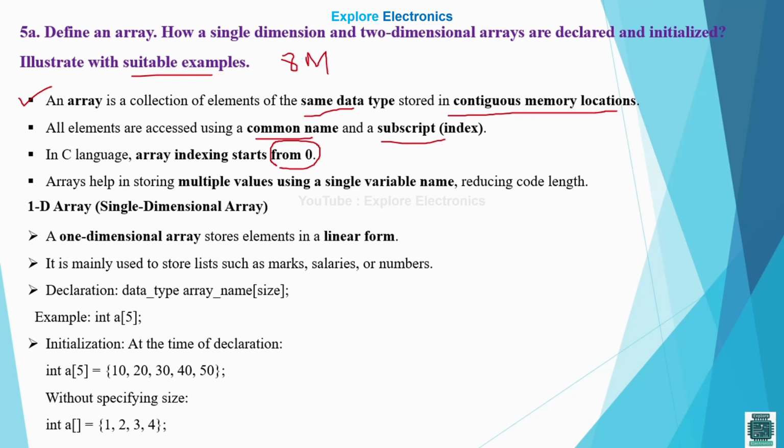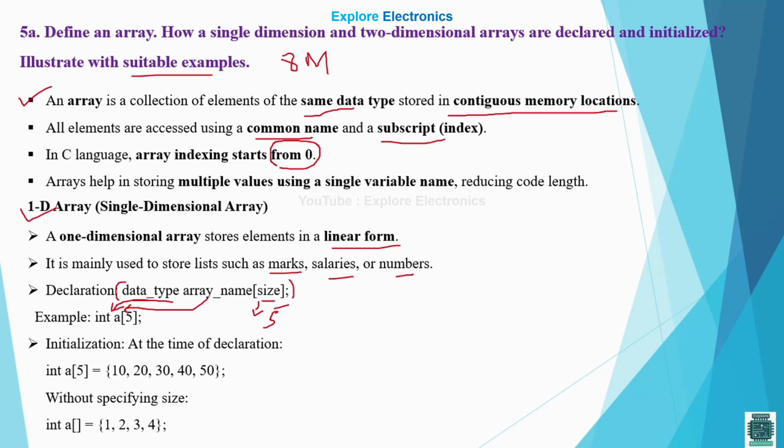First, we go with the one dimensional array. It stores elements in a linear form and it is mainly used to store lists such as marks, salaries and numbers. Now, when it comes to declaration, this is the syntax: data type, array name, and in square brackets we mention the size of the array. For example, the data type here is int, array name is A, and array size is 5.